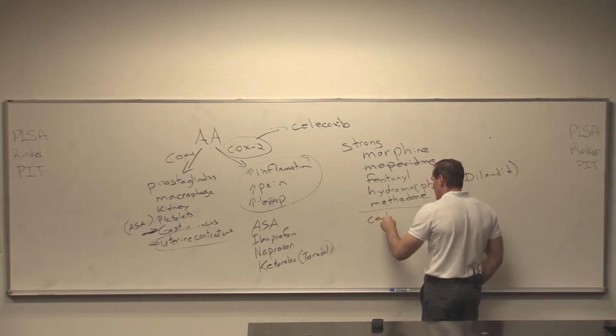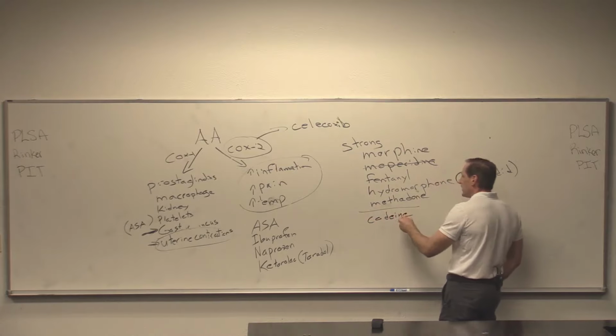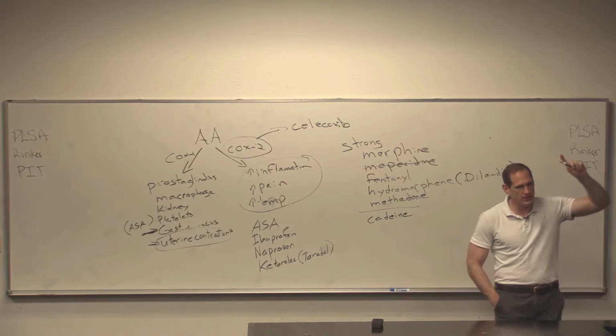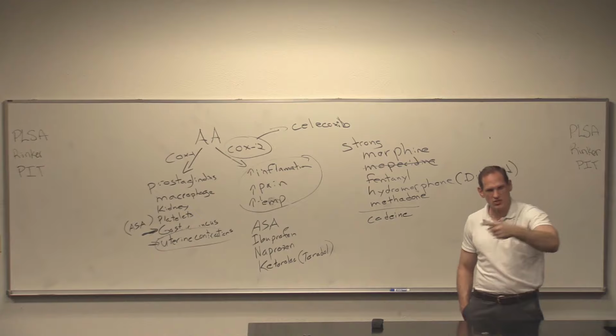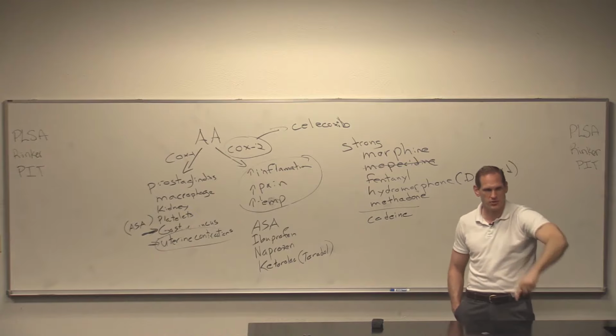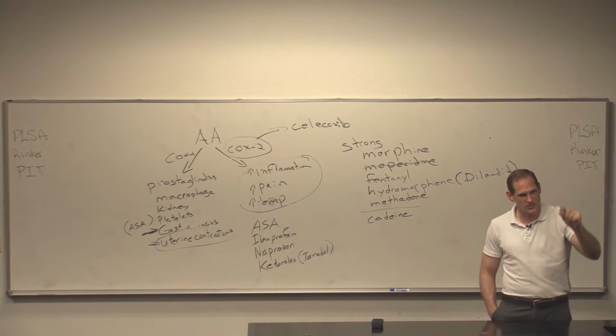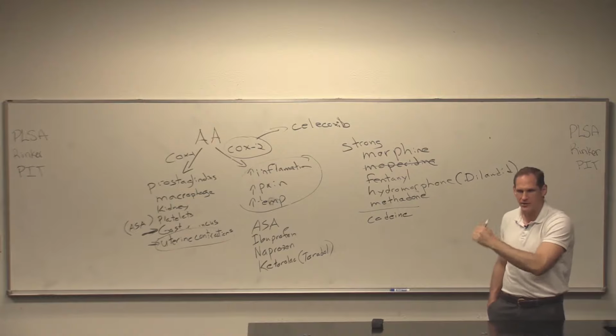Then we've got codeine, which is also natural and found in morphine. Now, codeine is an interesting drug because if you give it in high enough dose, it'll be just as strong as morphine. However, it will also damage your liver. So we only give it in smaller doses, which makes it moderate, not strong.